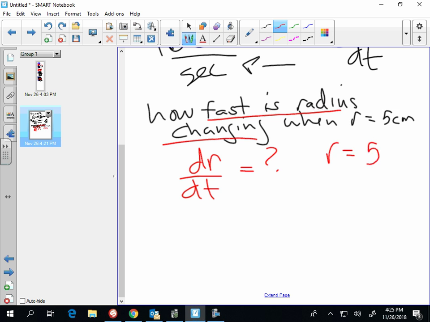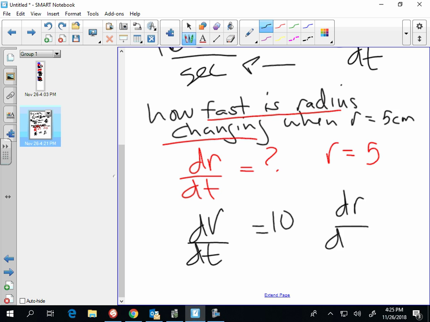Is r constant? No, the radius is changing in this problem. So you're not going to plug this 5 in right away. You can only plug this 5 in after you take the derivative. But the derivative of what? Well, they told me here that dV/dt was equal to 10, and they asked me about dr/dt.